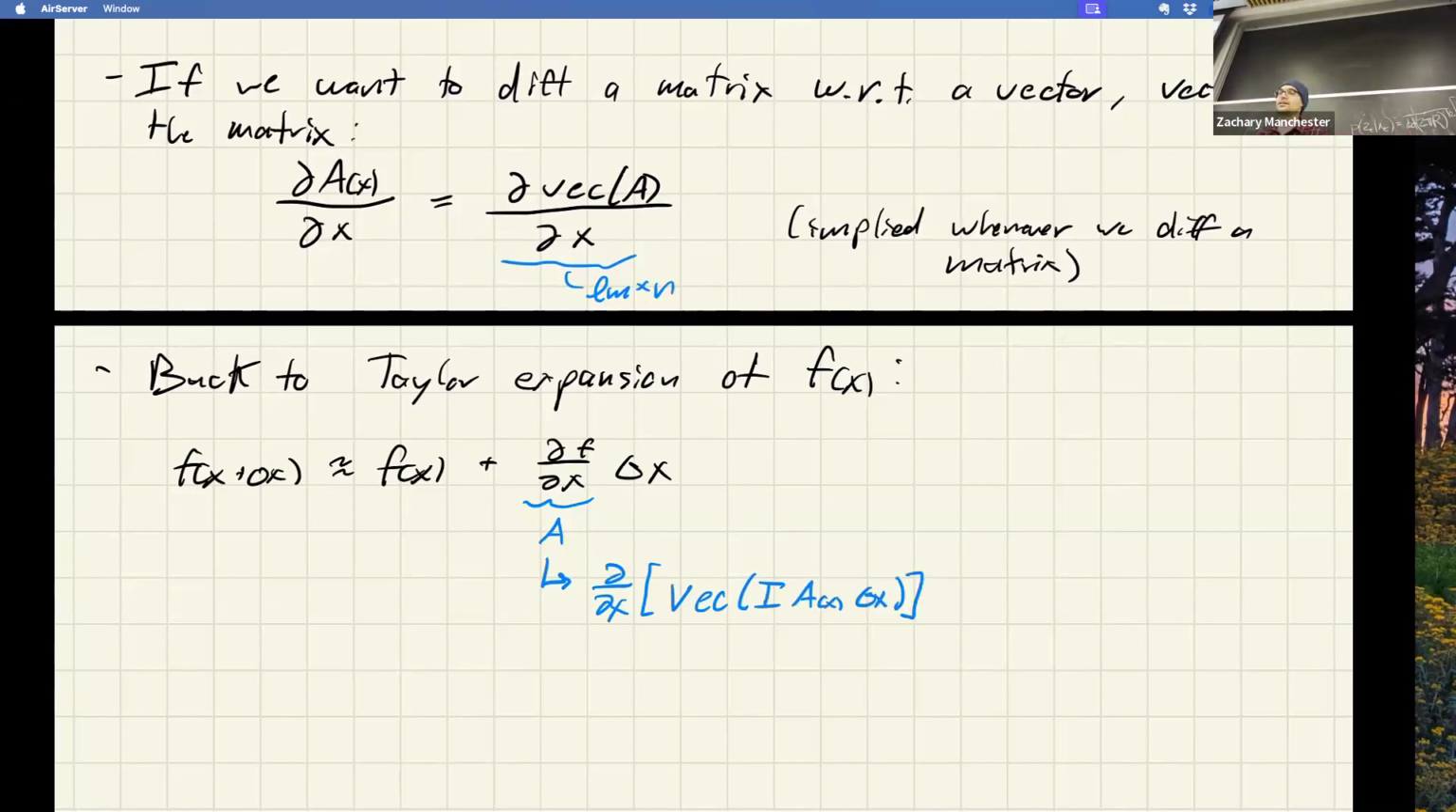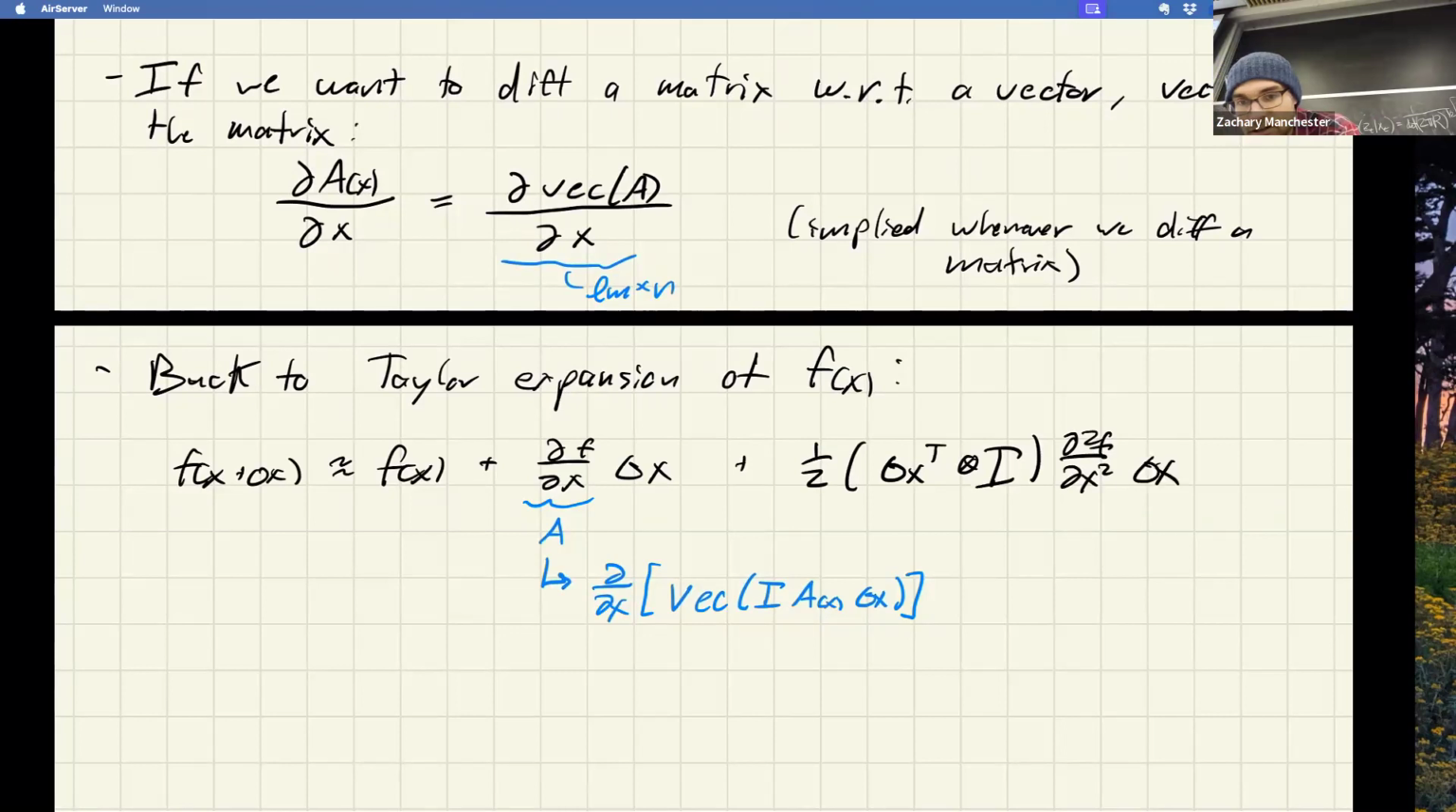Make sense? So I'm using the vec trick where I've got vec of ABC and I can pull the thing in the middle out. So I know vec of I times A times delta x equals, well, I'll write it here now, but it's that vec trick from before. It looks a little weird. I'm trying to just explain the trick. So if I do the vec trick on that expression down there, I get delta x transpose Kronecker I times vec of A. And then I diff vec of A, and I get d squared f dx squared, which is just dA dx, right? Times delta x.